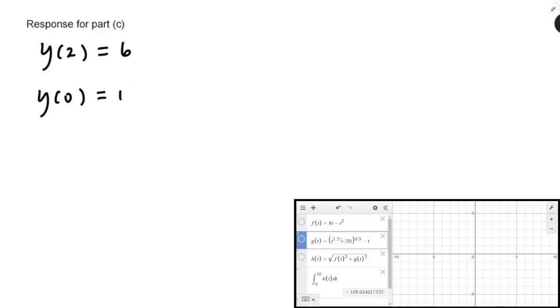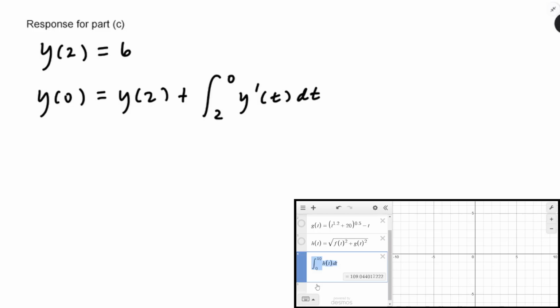That's going to be y of 2, and plus we've got a calculator anyway, so why would you even want to do that? So the integral from 2 back to 0 on y prime of t dt, which they've already defined, so we can just, okay, we're calling that g. So that's 6 plus the integral from 2 to 0 of g of t dt, and get negative 1.174.